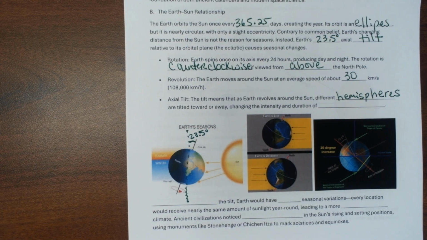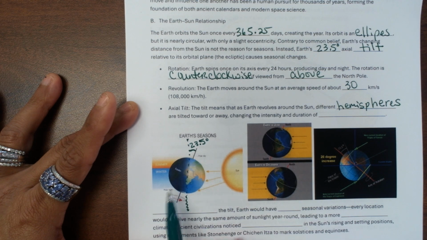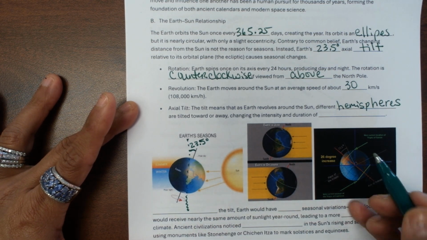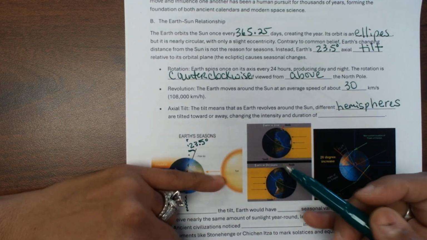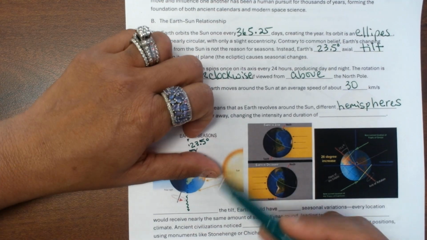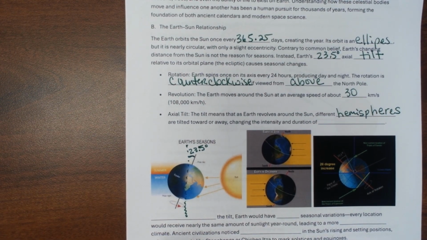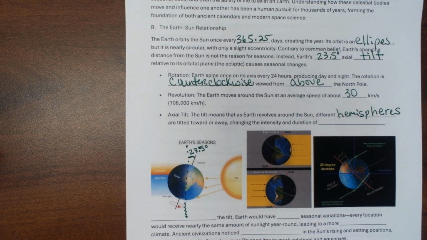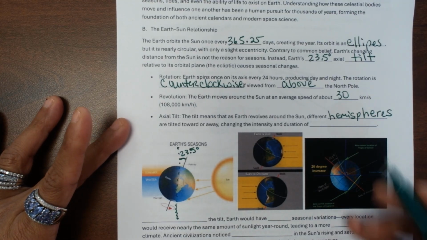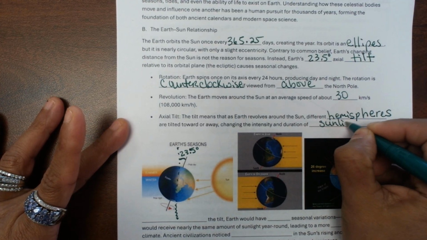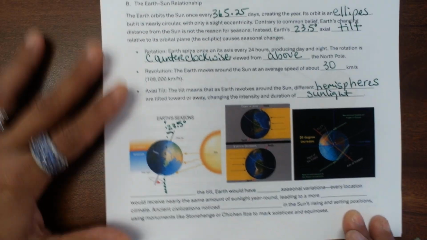We have different seasons because this part right here is going to be closer to the sun, and this part right here is going to be further from the sun. Those different hemispheres are tilted towards or away at those two different times. That tilt is going to cause those seasons. And again, while we're going through winter, they're going through summer in the southern hemisphere. It says changing the intensity or the duration of the sunlight. And so again, that causes our seasons.